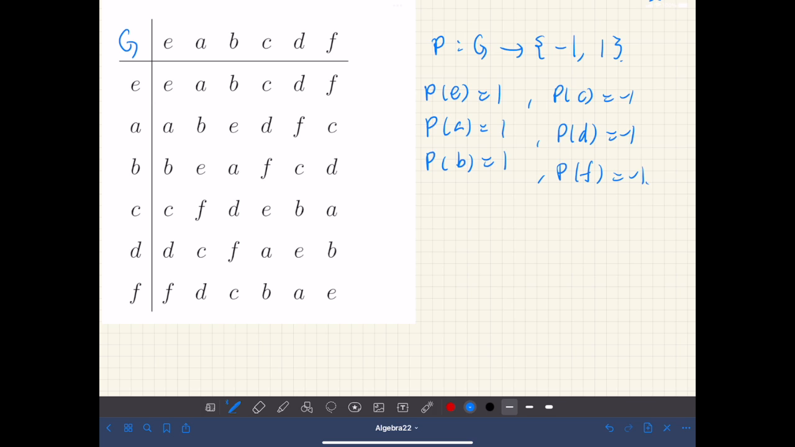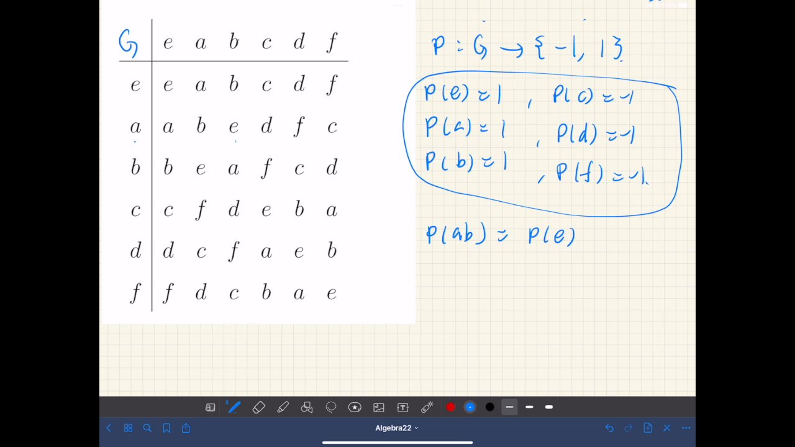And the mapping defined by this is a homomorphism from G to this set. And you should verify this. For example, P of AB: A times B is E, and by this rule, this is equal to 1. And P of A times P of B: P of A is 1, P of B is 1, so 1 times 1 is equal to 1. So they are equal. So this is okay. And you can do this for all pairs of elements of G.